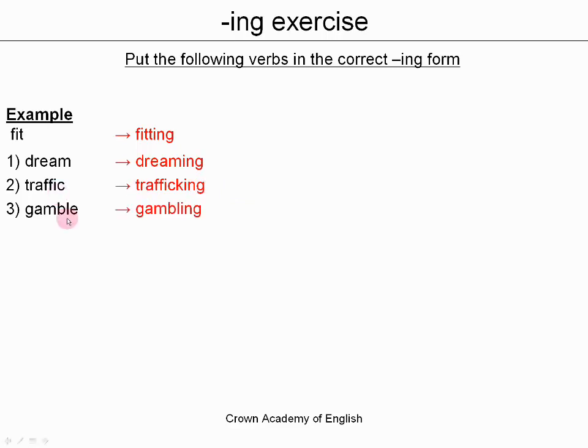Gambling. Gamble at the end has a silent E. It has a letter E that we do not hear. And so we delete the letter E, and then we add ing. Question 4.